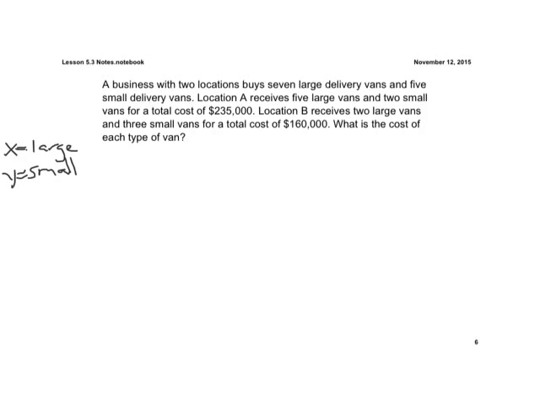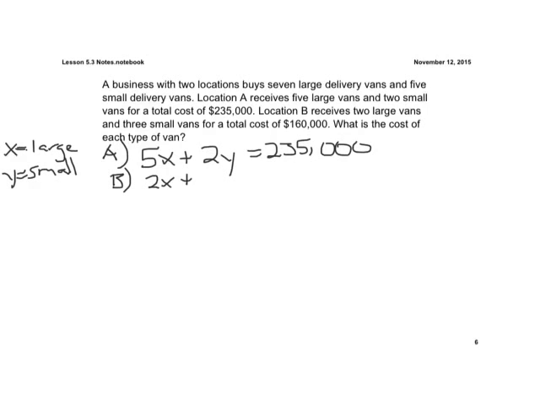Now we need 2 equations. Okay, it says location A. So location A receives 5 large vans. So that means 5X, X is our large vans, and 2 small vans. And that total cost is $235,000. Okay, there's our first equation. Now, location B, they say, receives only 2 large vans and 3 small vans, and that's $160,000.